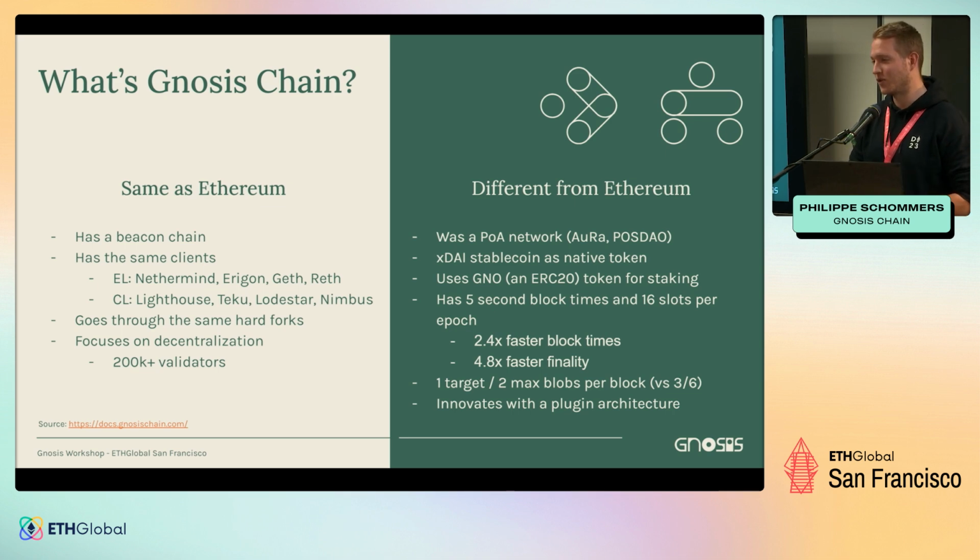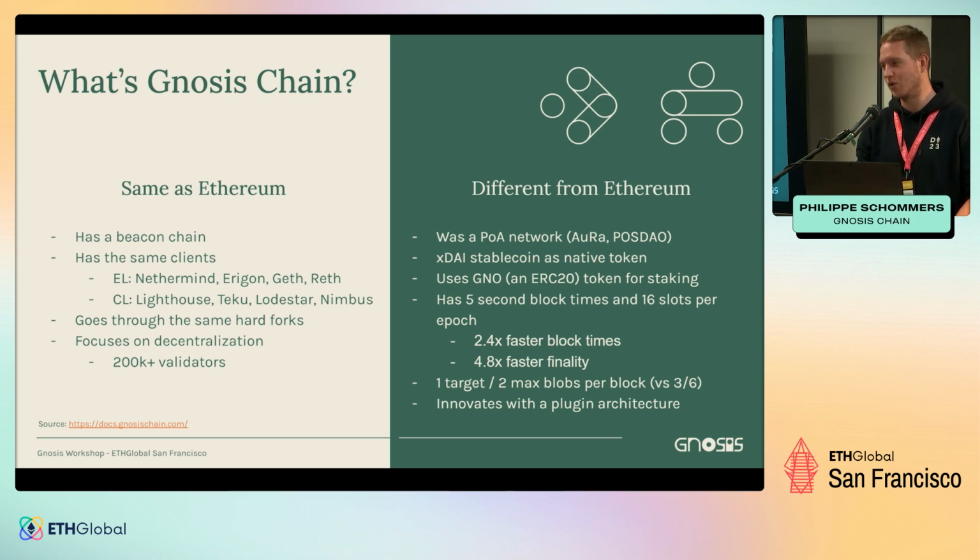Of course, there's also a few differences. So historically speaking, we were a proof of authority network based on Aura. So we never were a proof of work network. We use xDAI, which is DAI basically bridged to Gnosis Chain, as the native token. So the gas price is not influenced by the price of the token as it's a stablecoin, which is quite interesting, I think.